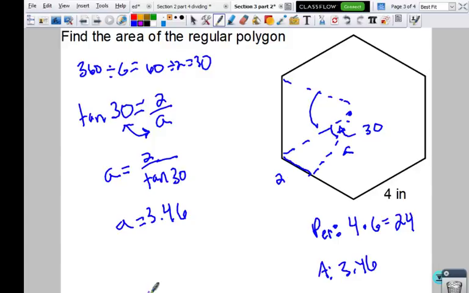So, let's see. 0.5 times my apothem, 3.46, times my perimeter, 24. Plug that straight into Desmos. 0.5 times 3.46 times 24, 41.2. And inches squared. Don't forget your units, inches squared.